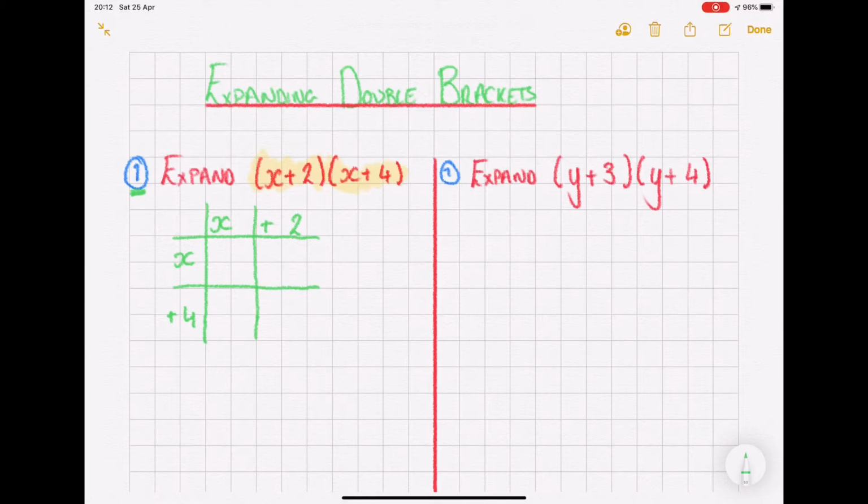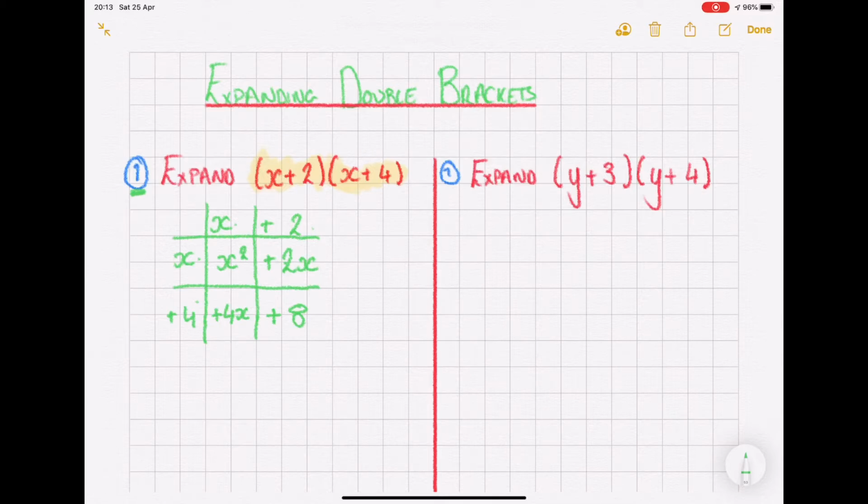Now in these boxes, we're going to multiply the two boxes that connect to make that box. So in this box is x times x. X times x is x squared. And in this box, it's going to be x times by plus 2. So x times by plus 2 is plus 2x. In this box, we're going to be doing x times by plus 4, which gives us plus 4x. And in this box, we're going to be doing plus 2 times by plus 4, which gives us plus 8, positive 8, like that.